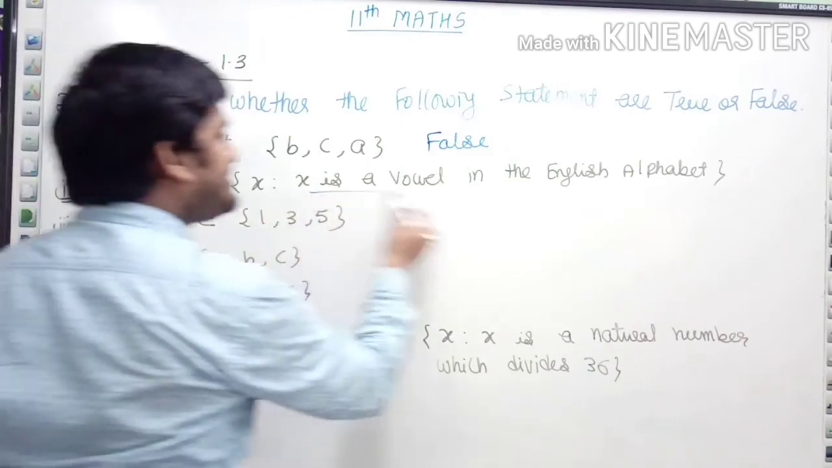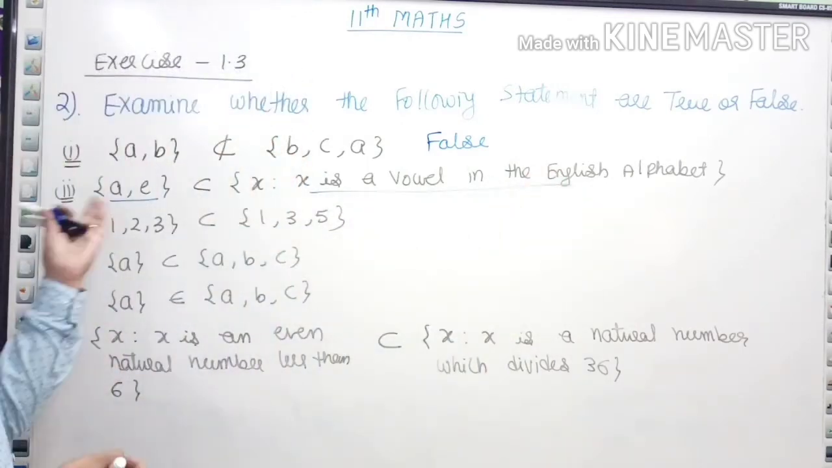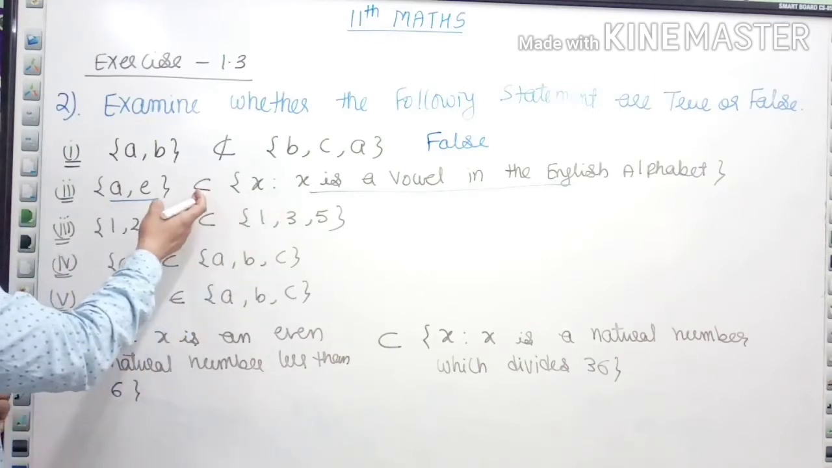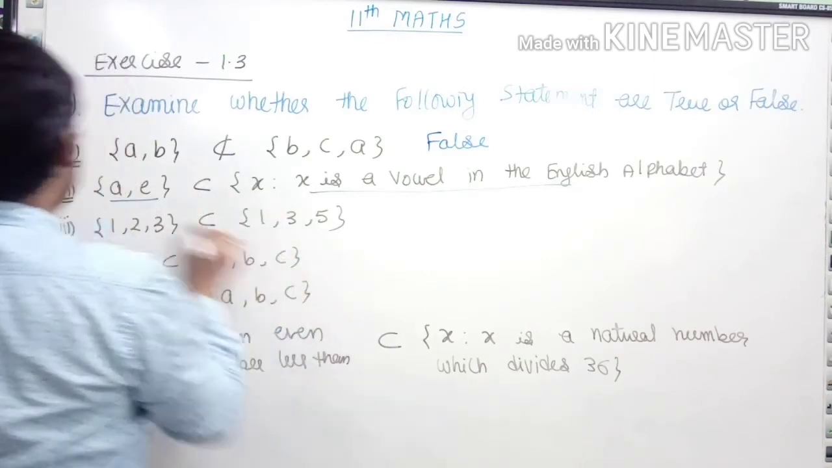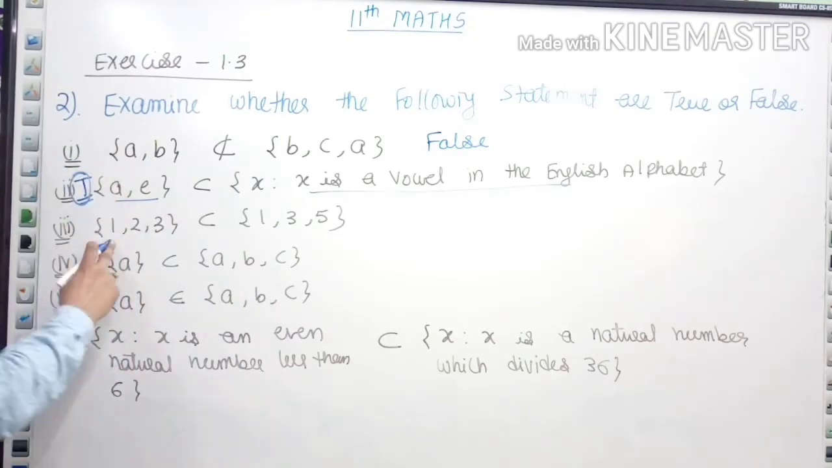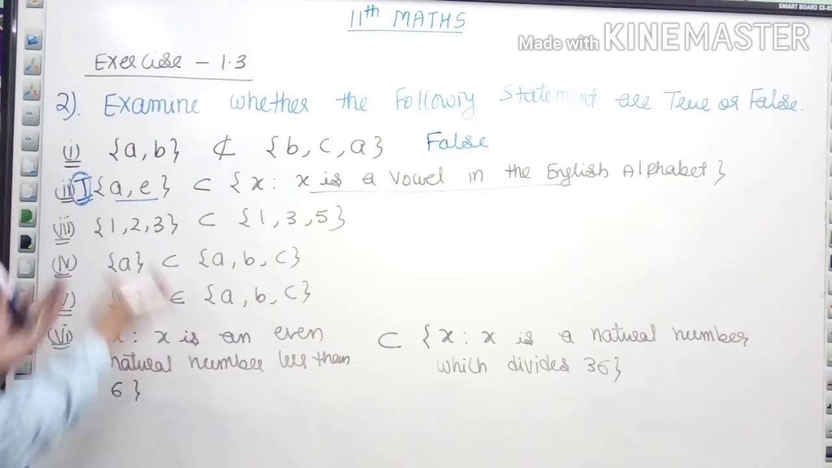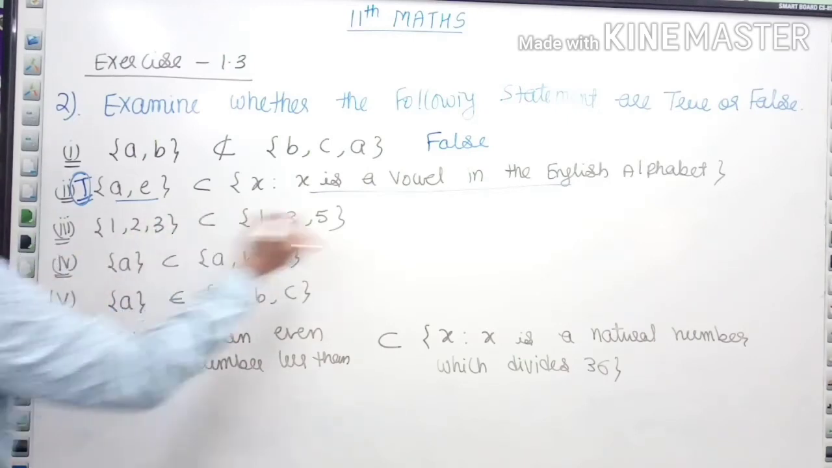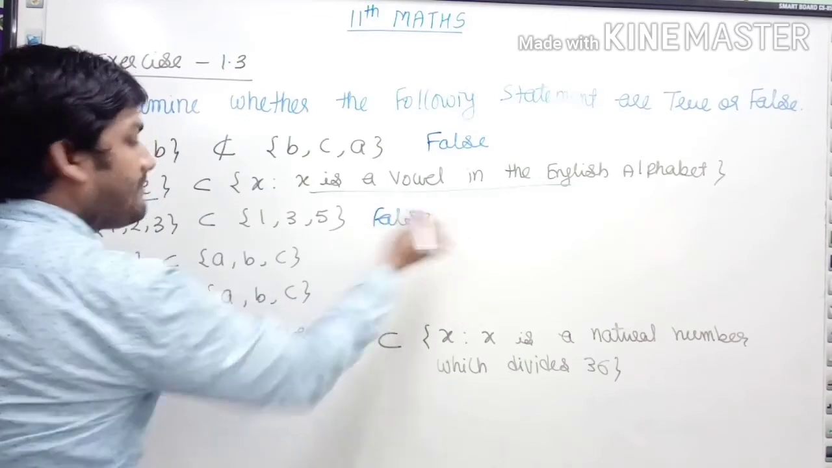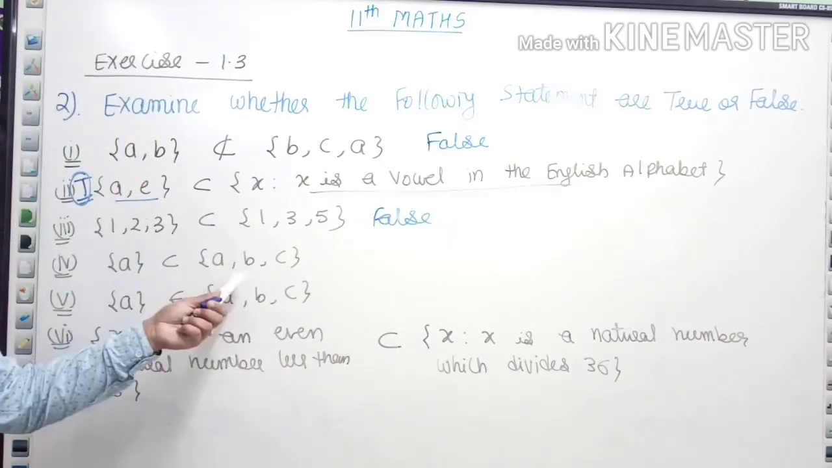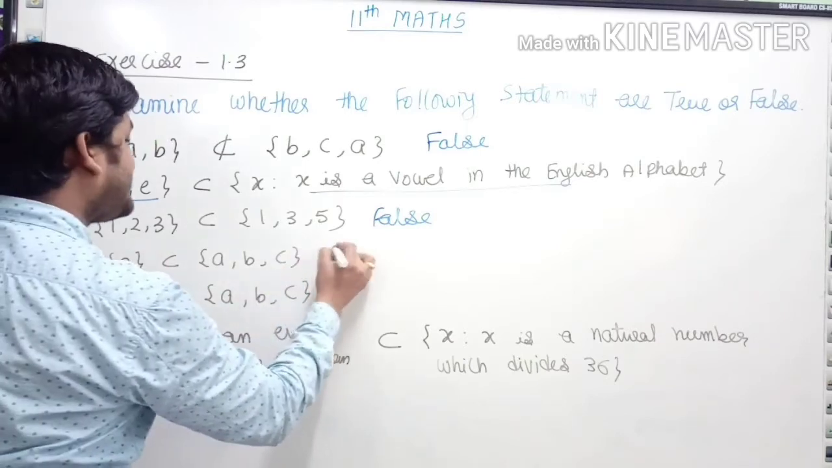Second, {A, E}. And here X is a vowel of the English alphabet. Obviously A and E are also vowels, so it is a subset. The symbol is of subset, means it is true. Third is {1, 2, 3} and {1, 3, 5}. You can say 2 is not here, so it is not a subset. False.